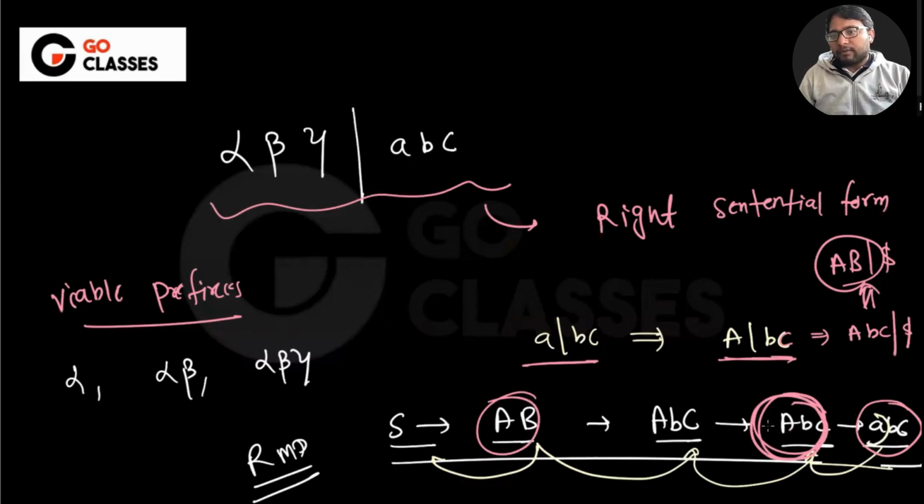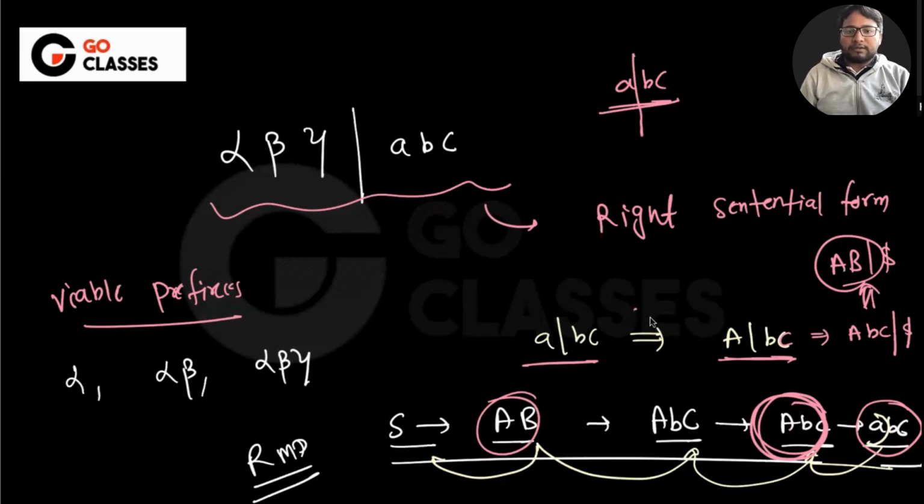If I just give you small abc, what is the viable prefix? What is the handle? The handle is small a, right? So the stack will have this only, and then you will convert that to capital A. So what is the viable prefix? Only small a, because this is the handle. So you cannot cross this small a.